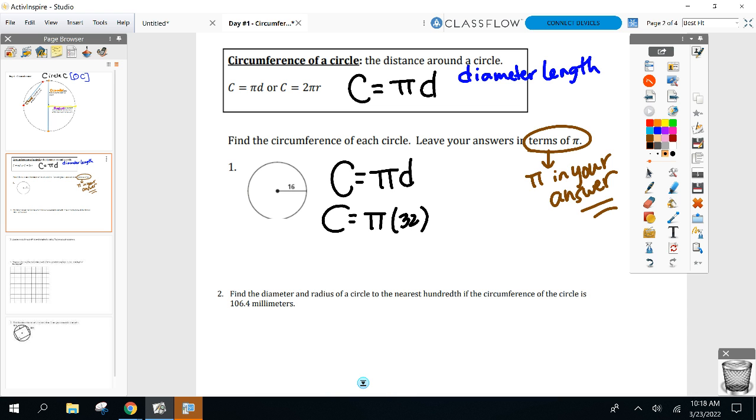Leave your answer in terms of pi, meaning leave pi in your answer. Now, we usually don't say pi x 6. We usually say 6 pi, right? So same thing here. I'm just going to have to make sure the number comes first. So my final answer in terms of pi is 32 pi. Don't go to the calculator because I want pi in my answer, which I do. There you go. 32 pi is the circumference. Leave pi in your answer if it says in terms of pi.